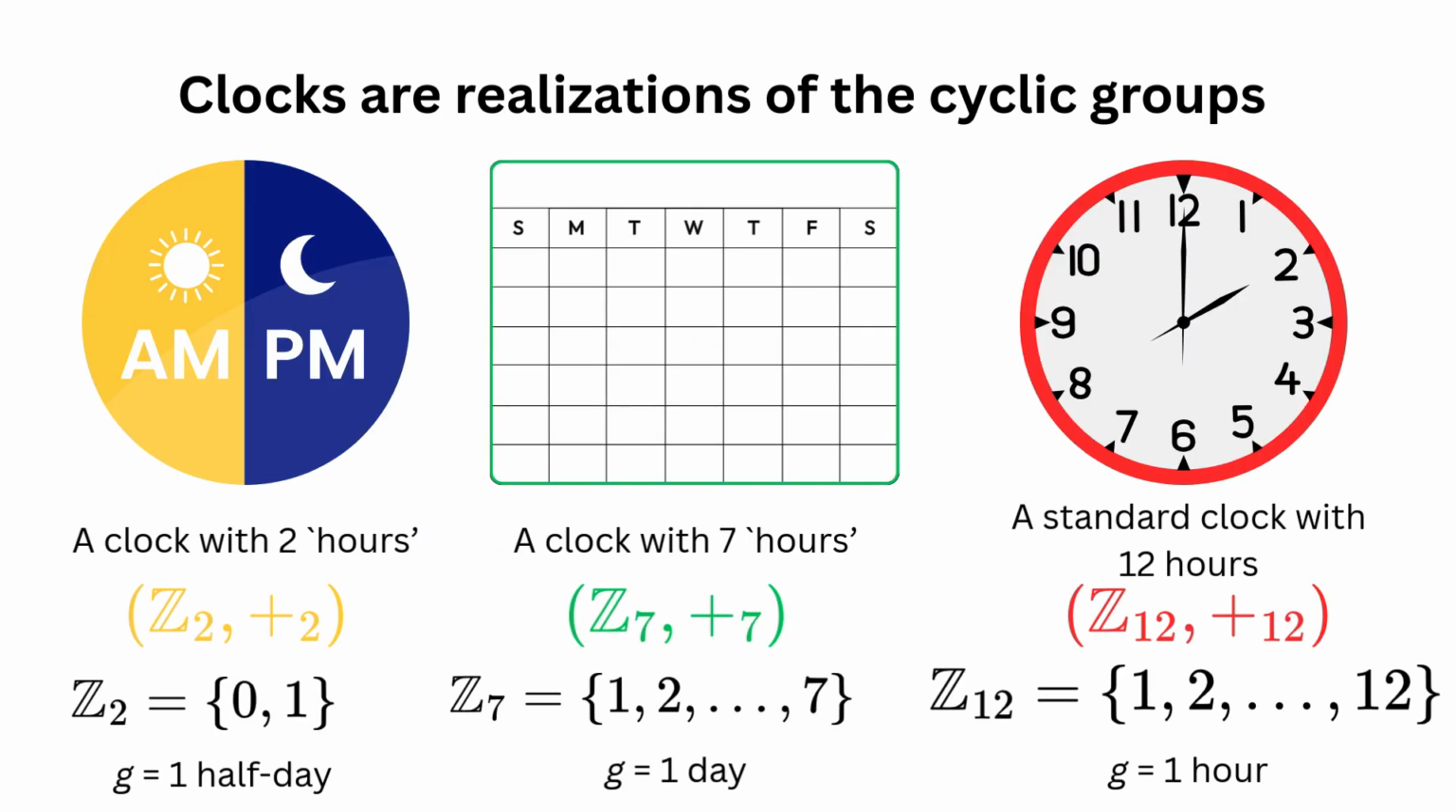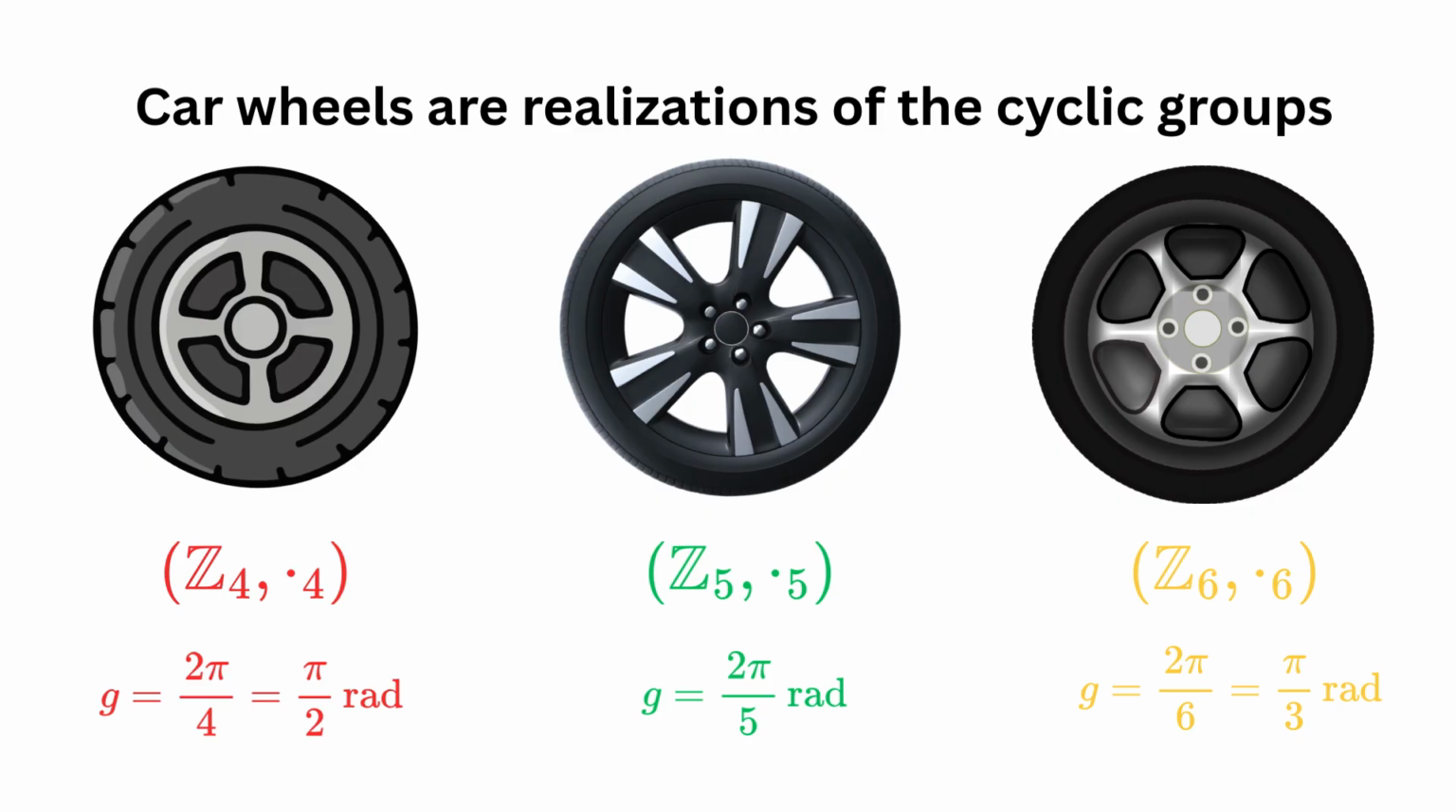Clocks provide a realization of the cyclic groups. In this case, the generator is the unit on which the clock is based, and the operation is addition modulo n. Car wheels also provide another realization of the cyclic groups. In this case, the generator is the minimum angle of rotation, 2 pi over n, that leaves the wheel unchanged, and the operation is multiplication modulo n.